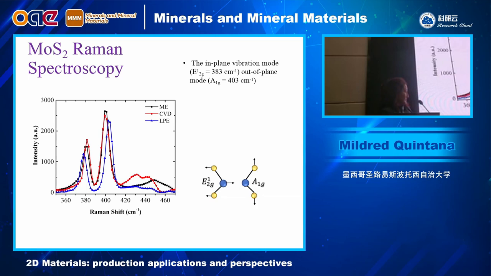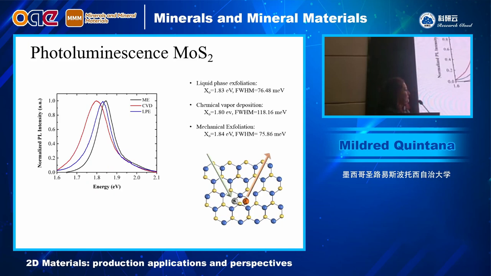If you look at the CVD, it has this red absorption there in the Raman signal, and it is because it's interacting with the substrate where it was grown. And also the mechanical exfoliation has a signal there that is also the interaction with the surface where it is. And in the liquid phase, we don't have these signals because the material is in the liquid, and then it doesn't interact with the surface.